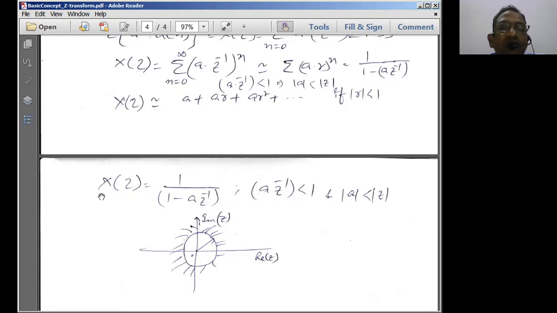I can represent the z transform of the given function as 1 by 1 minus a into z inverse. So this a into z inverse should be less than 1 for the ROC to exist. So therefore here mod a is going to be less than mod z, and z is going to exist for values greater than a. So this circle is going to have a radius of a, and the ROC is going to exist in all the regions outside the circle. So this is the representation of the ROC and the z transform of the signal.